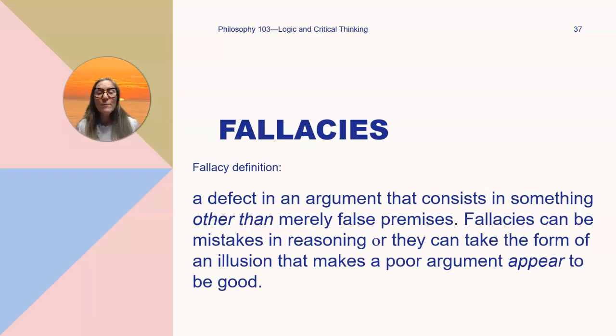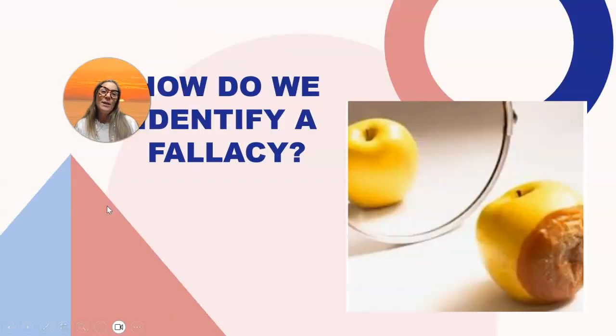A fallacy is a defect in an argument. So it's not just false premises, but it's some sort of mistake or error in reasoning. And they can take the form of an illusion that makes a bad argument actually look good. So that means that sometimes people commit fallacies on purpose, deliberately. And now that you're learning them, you're going to figure out how. You'll identify them all the time.